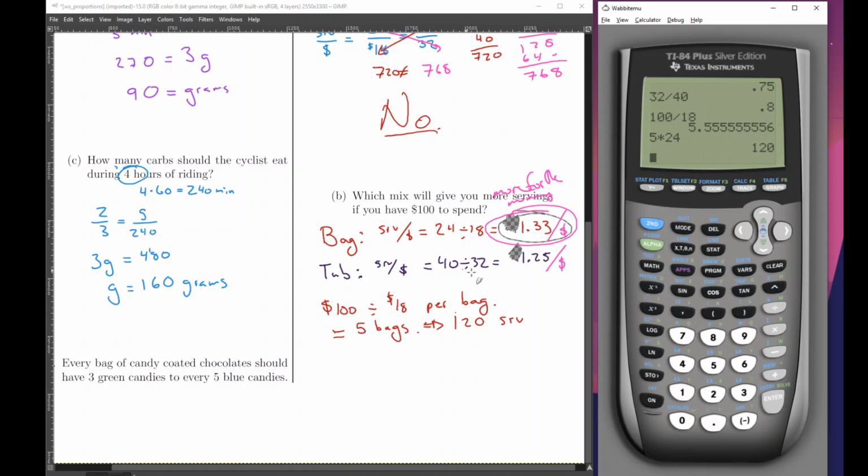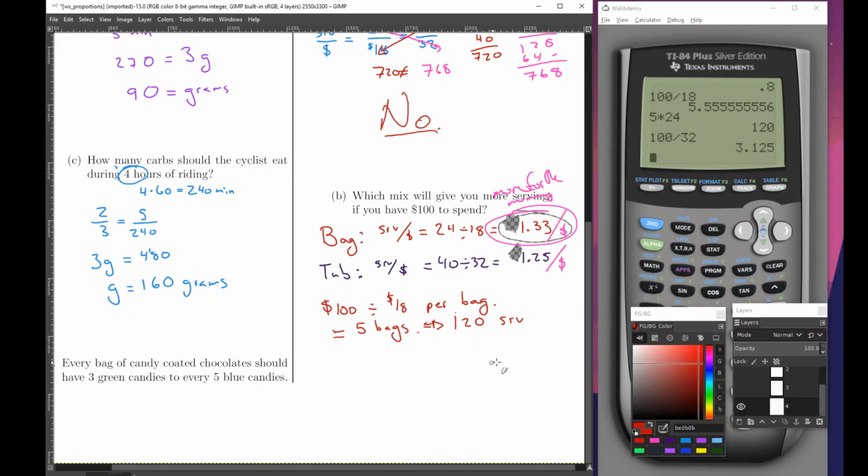Let's do the same thing with the tub. Let's take $100 and divide it by the $32 per tub. $100 divided by $32 per tub gets us 3 tubs. And there's 40 servings per tub, 120 servings.